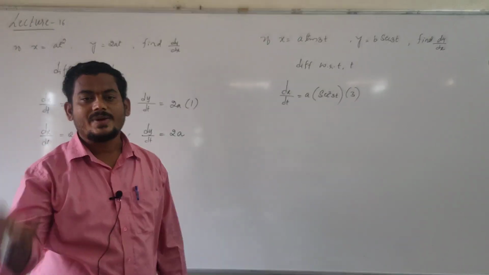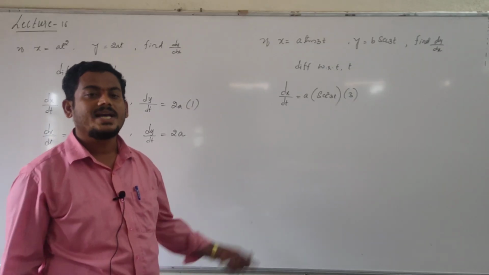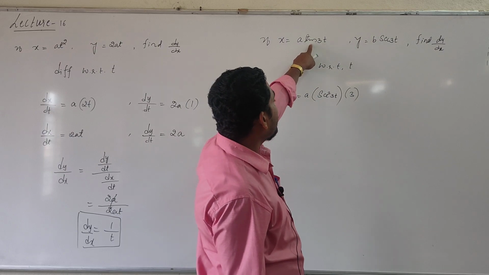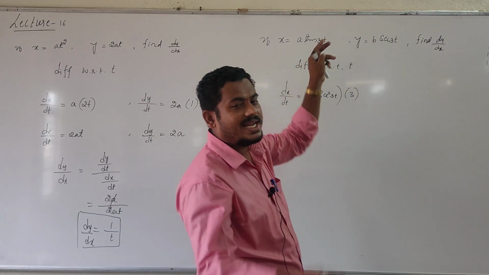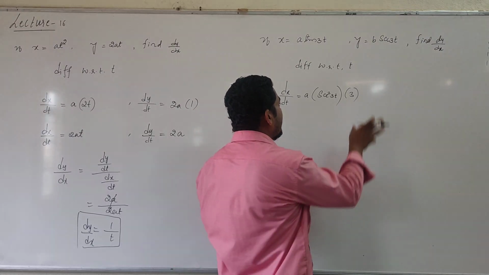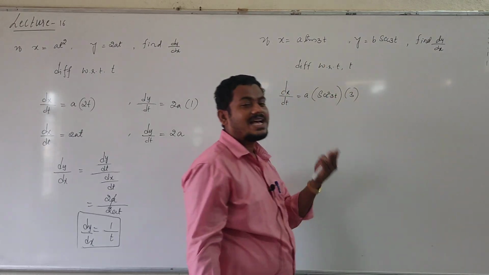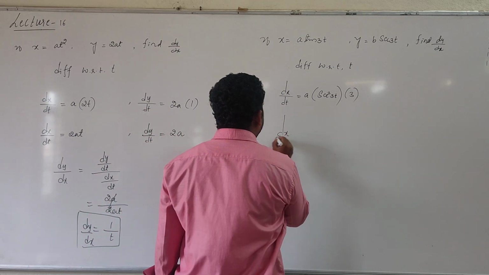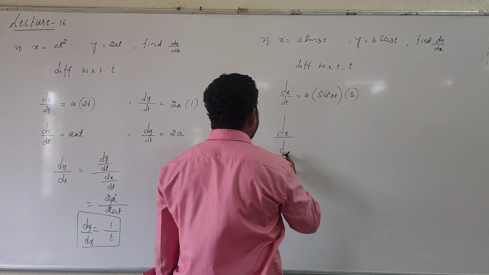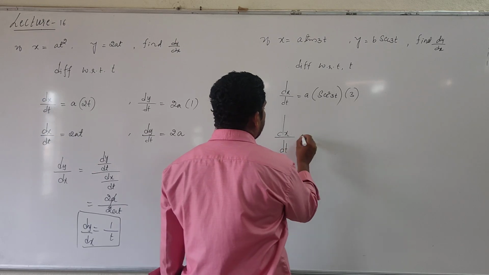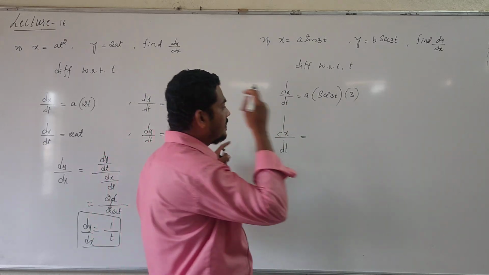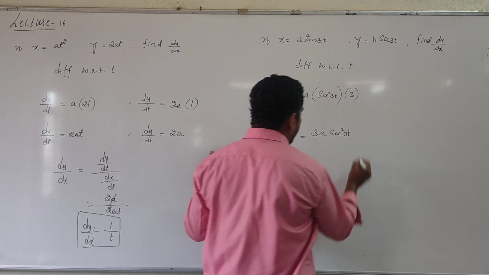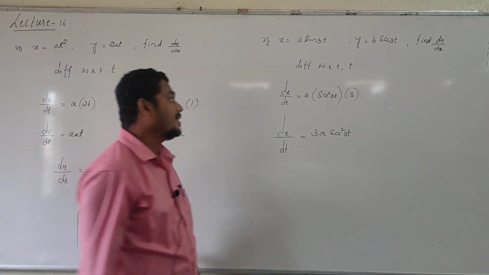Use the chain rule, either with respect to x or with respect to t or with respect to theta. A keep it as it is because it is a constant. Tan differentiation is secant square, treat the inner function as some x, secant square into 3t differentiation, 3 only, because 3t differentiation with respect to t is 3 only. Then dx by dt is equal to 3a secant square 3t.